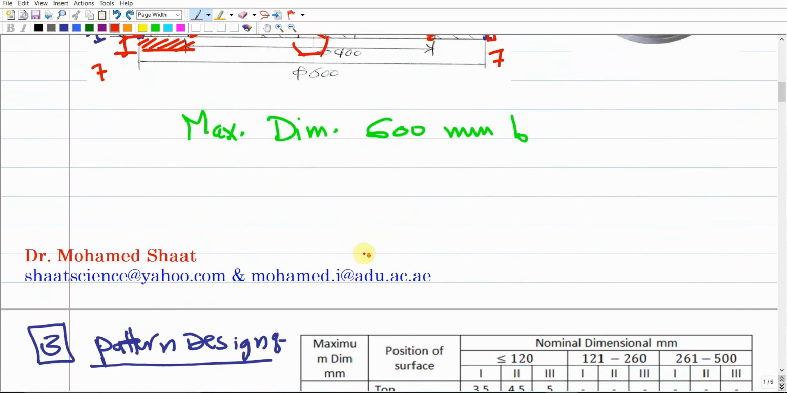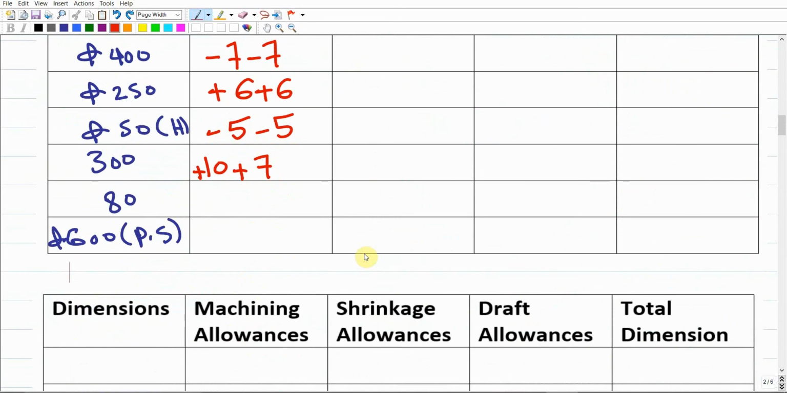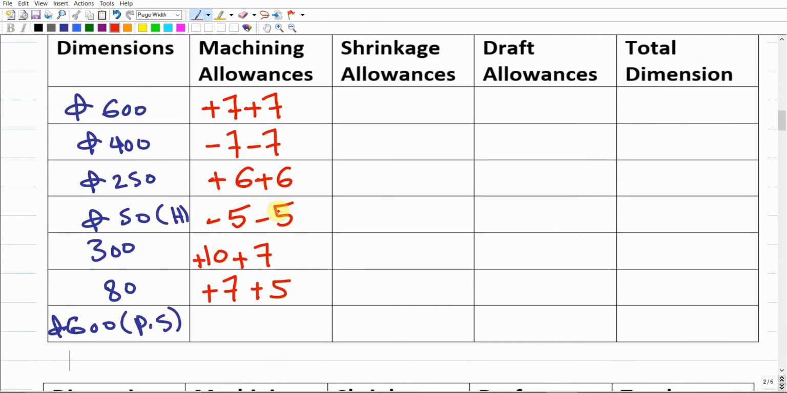It means that next to the area, we're going to add plus 7 as machining to the top surface, plus 5 as machining to the bottom surface. Make sense? So we finish all the dimensions. We still have only the dimension that has been repeated, which is the 600. So what we're going to do simply is repeat these numbers, which are plus 7, plus 7. Just copy these numbers again next to the 600 parting surface or repeated dimension. Make sense? So this is simply for the machining allowances.